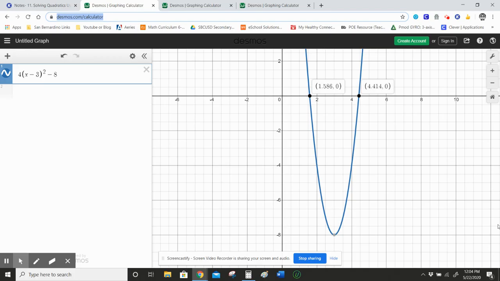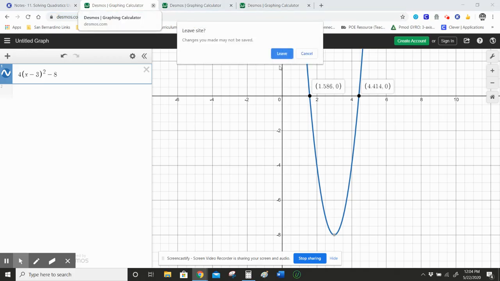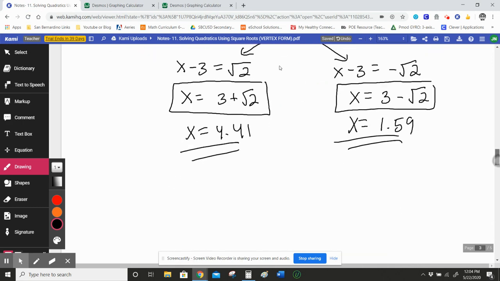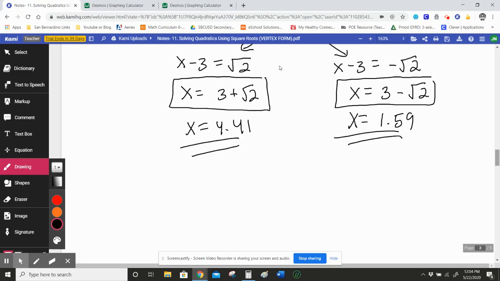So these are actually the exact same roots that we got, right? So 1.58 and 4.14, and the exact same thing that we got here, 4.14 and 1.58. I think I probably wrote this backwards, but those are the answers, trust me.